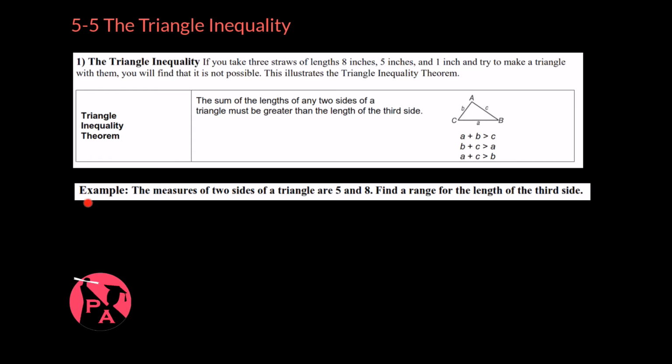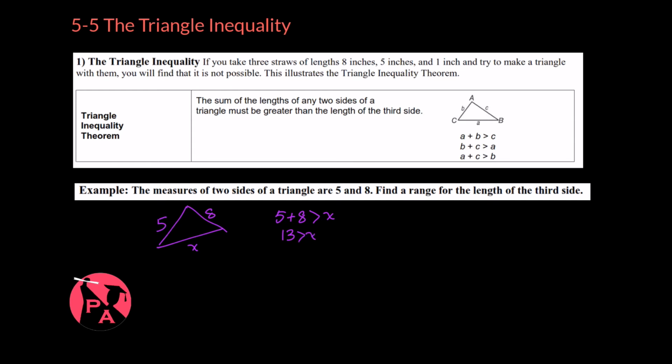So here is an example. The measures of two sides of a triangle are 5 and 8. Find the range for the length of the third side. To do that, let's say we have this triangle right here. One side is 5, the other side is 8, this side is x. When we pair these sides 2 by 2, let's start with 5 plus 8. Its measure must be greater than x. So if you simplify the left side, we have 13 is greater than x.